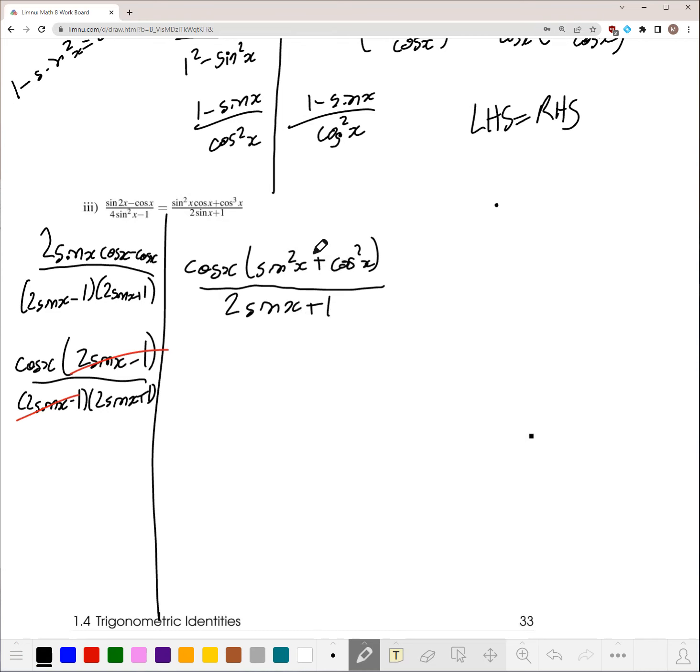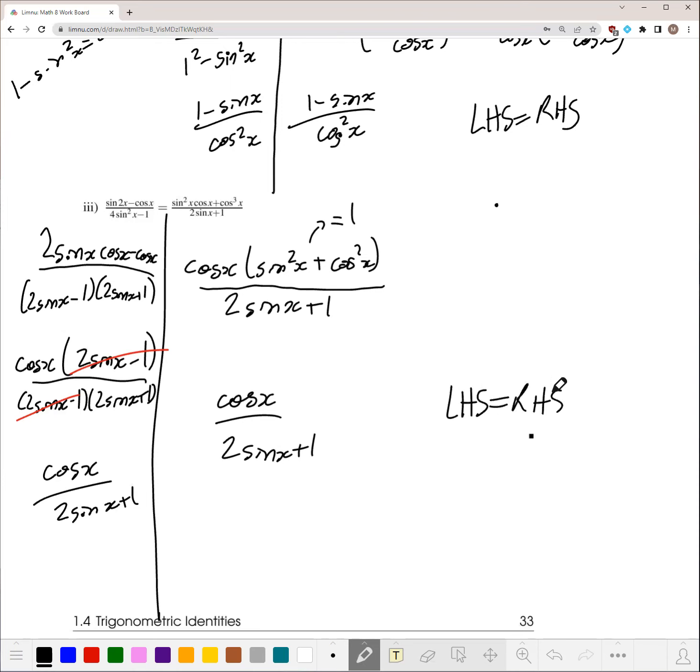Hey, I know this identity. This is the Pythagorean identity. And so I can go ahead and just say that this is equal to 1. And so I end up with this cosine x over 2 sine x plus 1. And on our other side, those canceled out. So I had cosine x over 2 sine x plus 1. And then I can say that my left-hand side is equal to my right-hand side.